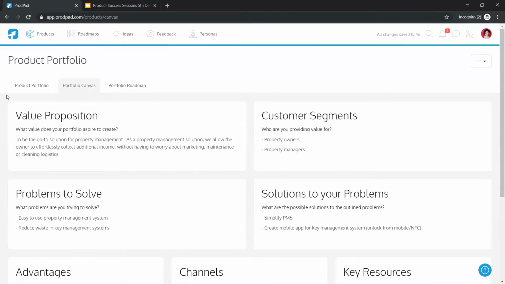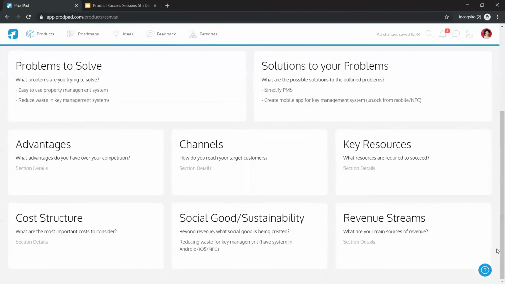So at the portfolio canvas level, which if you're on advanced and above, you should have access to, we've included the portfolio canvas, which is based on the lean business canvas model. So we've outlined some default sections in there to help you to document your vision for your whole product portfolio, including things like your value proposition, customer segments, and so on. So this is a great space to be able to work through that process of defining the vision and also keep it available for everybody.